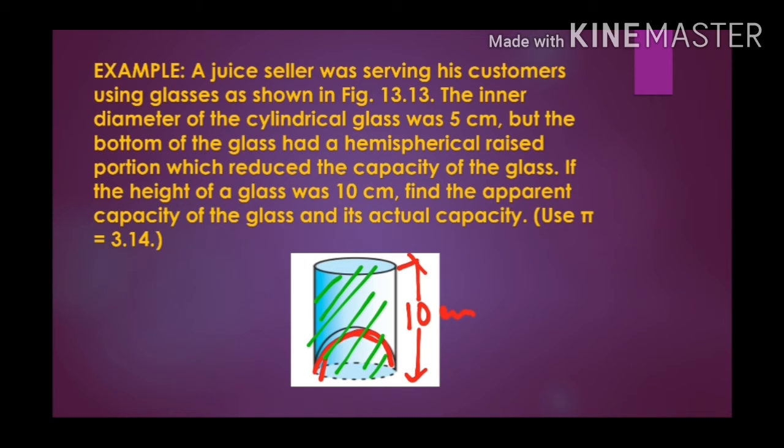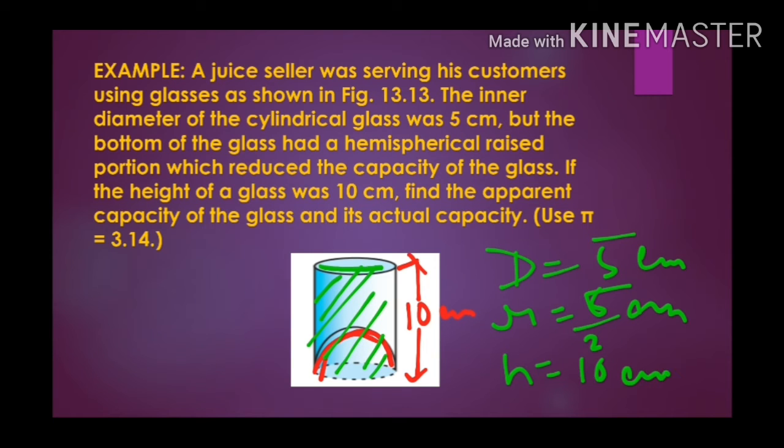inner diameter is given as 5. Inner diameter, that is from here to here, it is given as 5 centimeter, so radius is 5 by 2 centimeter, and height is also given, which is equal to 10 centimeter. Now since the diameter of the cylinder is 5, the diameter of the hemisphere is also 5, so the radius of the hemisphere is also 5 by 2.